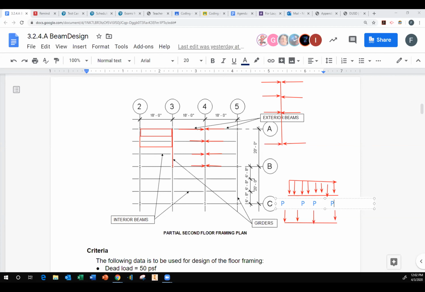So if I'm dealing with girder line 3, then P is equal to 18,000. But if I'm dealing with girder column line 5, then P is equal to 9,000 because it's only going to experience 9,000 pounds of reaction force, since it's only experiencing one side. So the load condition is a little different. I'll release a video on that.